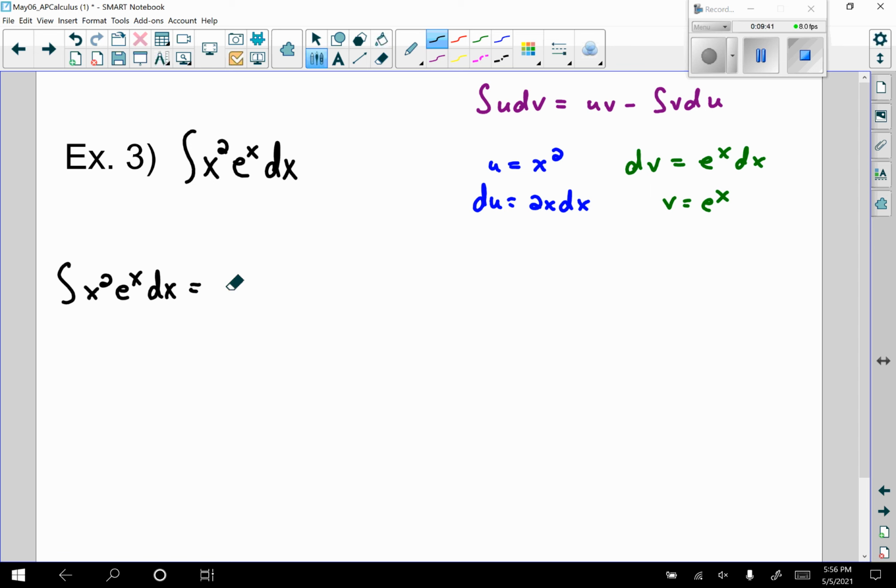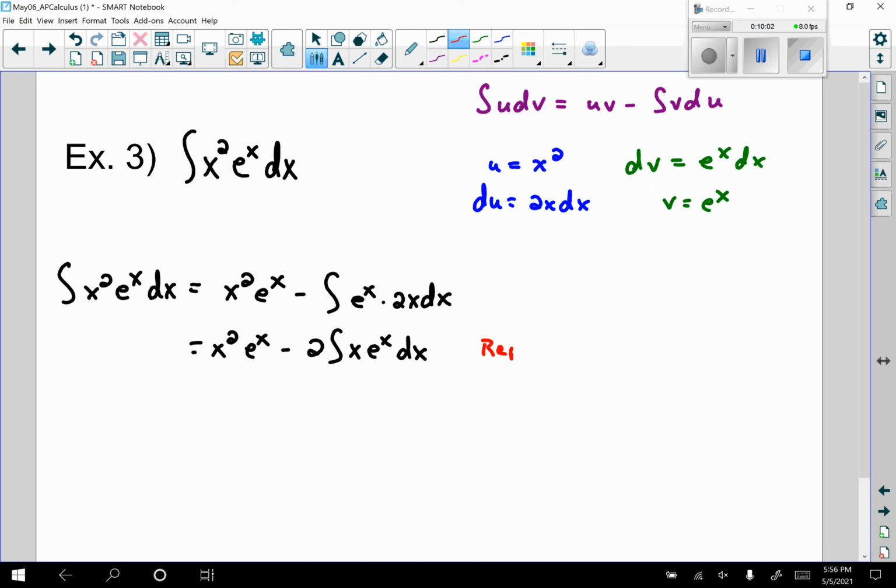It's going to equal u times v, so we get x squared times e to the x, minus the integral of v du, so we get e to the x times 2x dx, and that's still okay. So we'll just kind of move that 2 out in front here. So we get x squared e to the x minus 2, the integral, I'll put it as x e to the x dx. And all we do is repeat the process. Sometimes we have to.